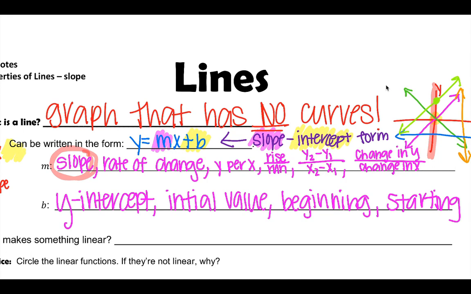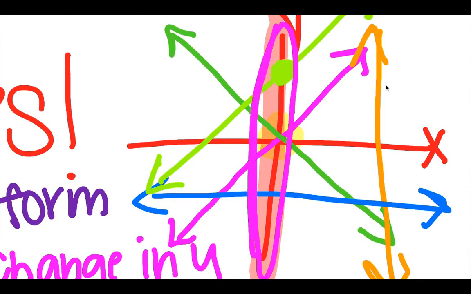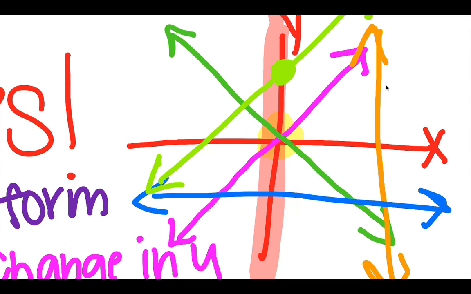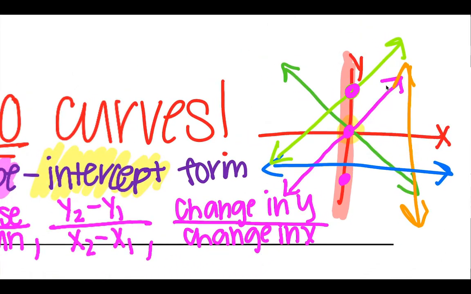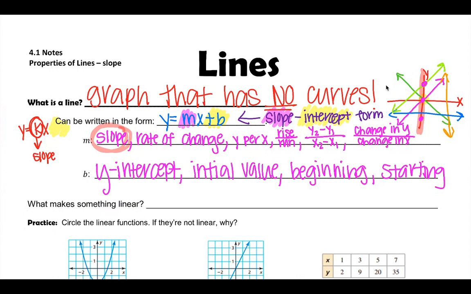Again, your y-intercept, or your b, is where the line crosses the y-axis. If it were plus 2, it would start way up here. If it were minus 2, it would start way down here. If there was nothing there, if it was 0, it would start right there. It determines where you start. So slope is the steepness, while your y-intercept shows where you start.